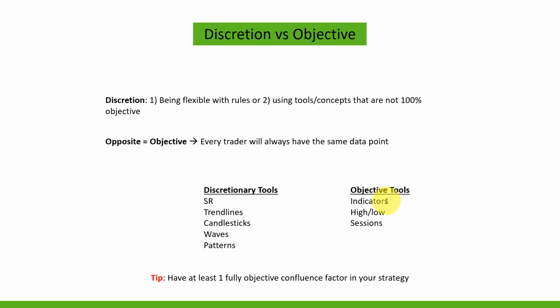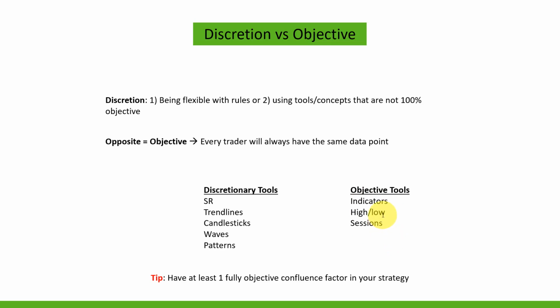When you have your 50 SMA on your chart, every trader will have the same price for the SMA. Every trader will have the same RSI, high or low. Every trader will have the same pivot point. Every trader will have the same high or low of yesterday's price action. And those are 100% objective tools. There's no room for interpretation.